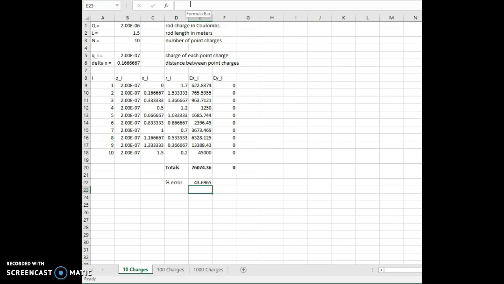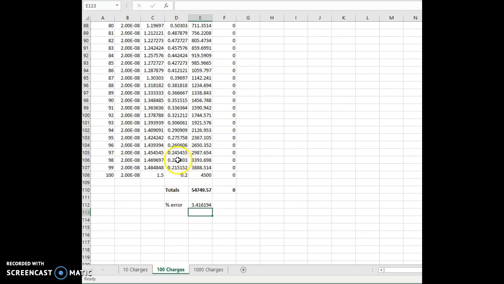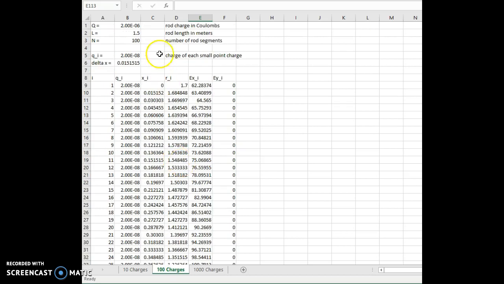But 10 charges isn't a great approximation of a continuous rod made up of billions and billions of atoms. So what if instead of 10 charges, I break this rod into 100 charges? So let me scroll back to the top. Again, I have the same starting point, but now I'm going to break it into 100 pieces. So I need to divide the total charge by 100 now. My distance between charges is now 1.5 meters divided by 99.